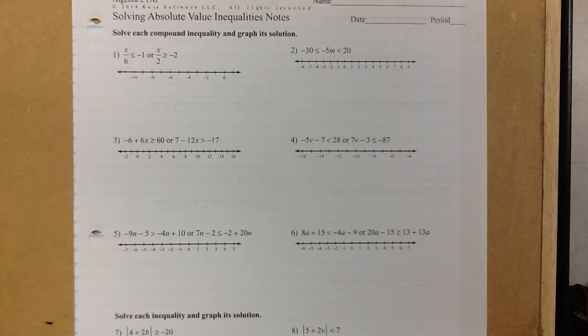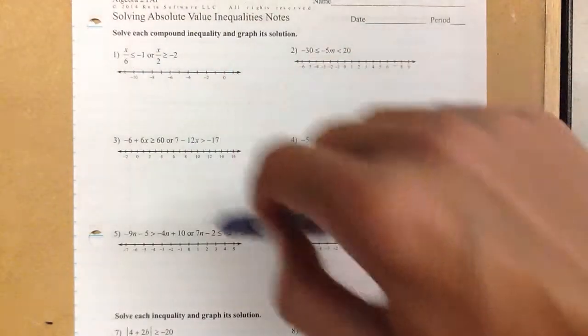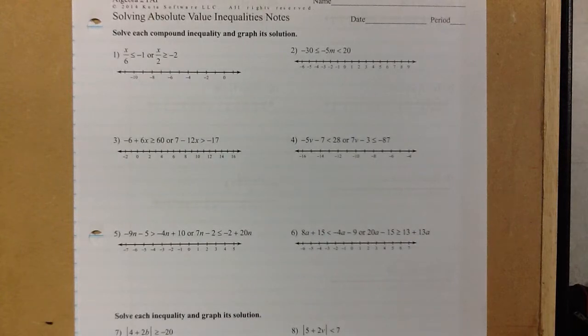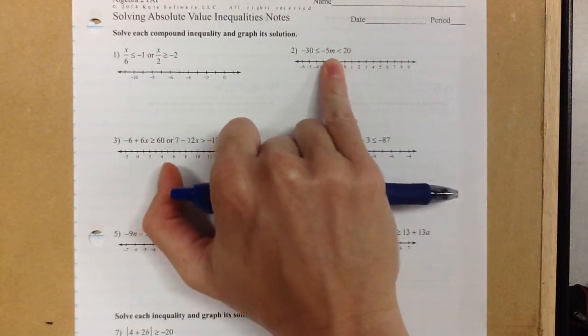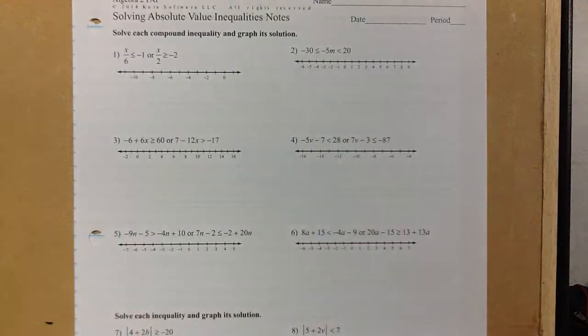So we're going to go over solving absolute value inequalities, but we're going to go over this compound inequalities stuff first because they kind of go together. When you have compound inequalities, a lot of times it says "or." Sometimes it'll look like this, and other times it'll also say "and."